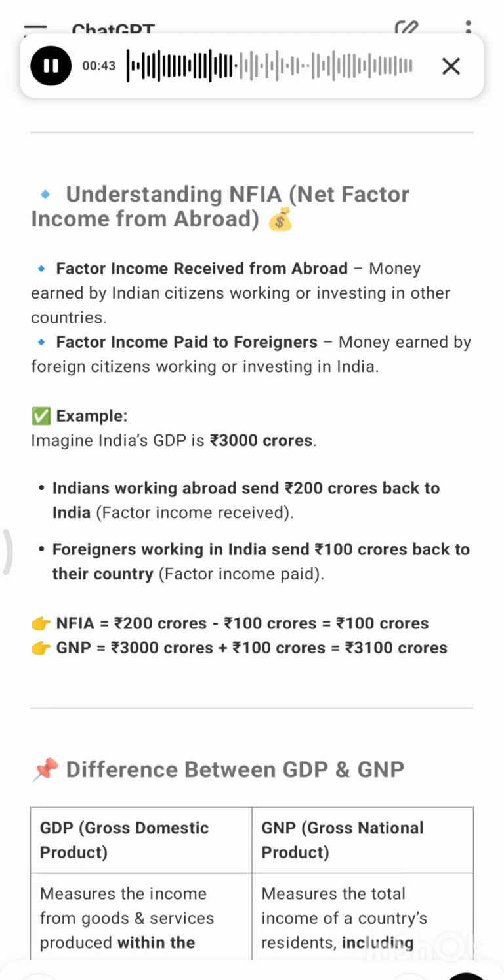Example: imagine India's GDP is 3,000 crores. Indians working abroad send 200 crores back to India, factor income received. Foreigners working in India send 100 crores back to their country, factor income paid. NFIA equals 200 crores minus 100 crores equals 100 crores. GNP equals 3,000 crores plus 100 crores equals 3,100 crores.